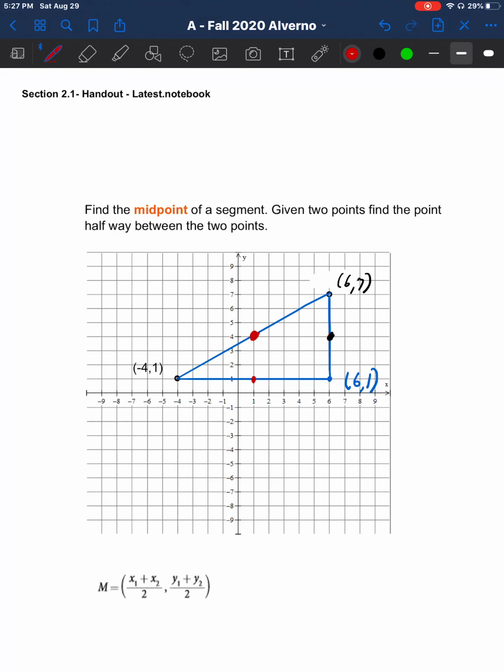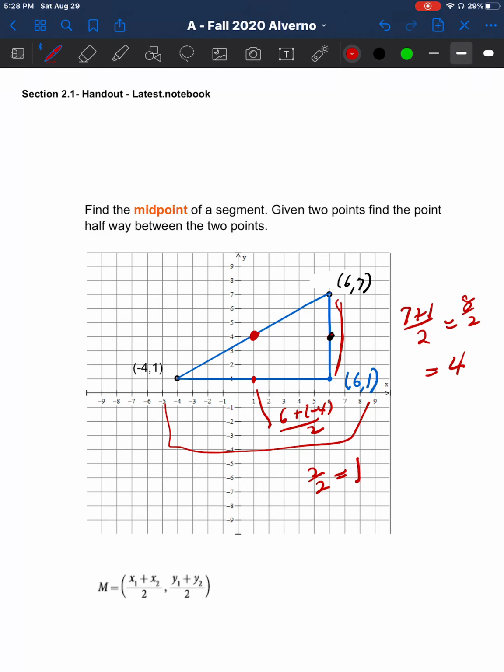Okay, so we're looking for the midpoint of this segment. Again, the 6 value stays the same. So this is 7 plus 1 divided by 2. That's 8 divided by 2, which is equal to 4. So that value is 4. Down here, the x values are the same. So we take the 6 plus minus 4, and divide that by 2. What does that give us? That gives us 2 over 2, which is 1.